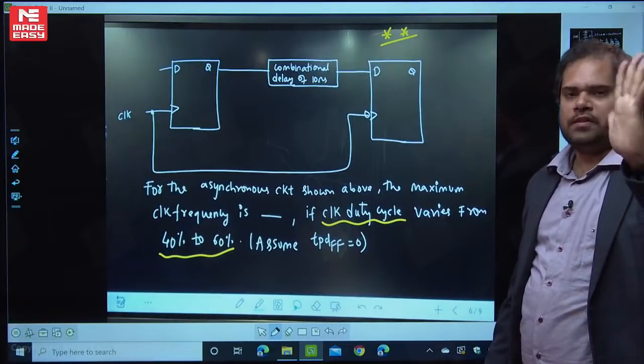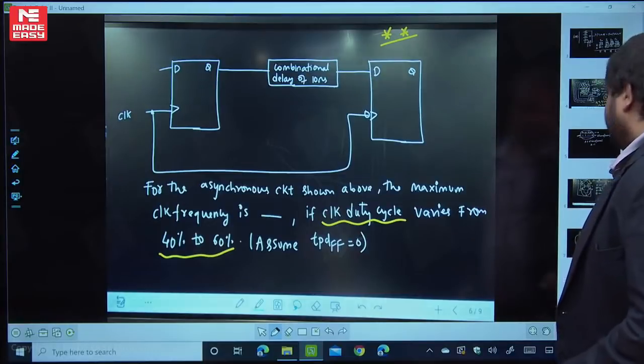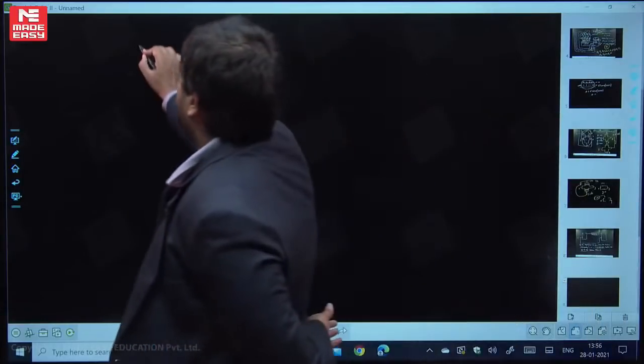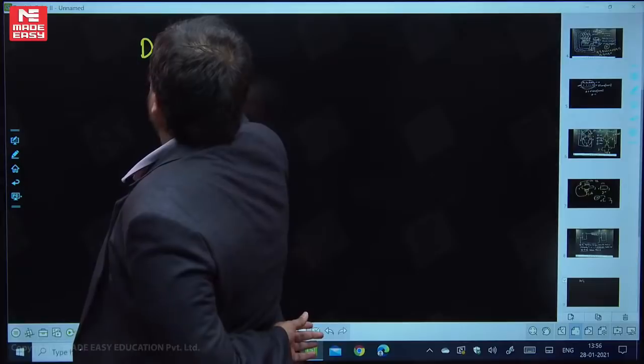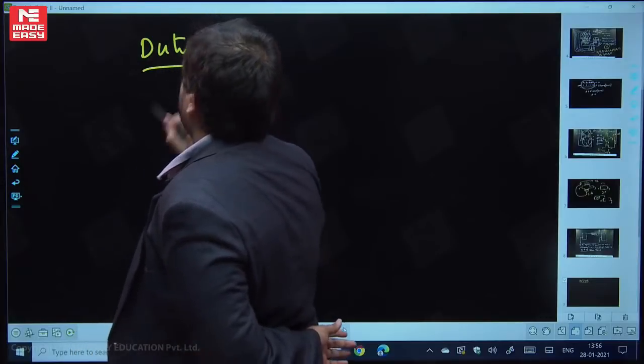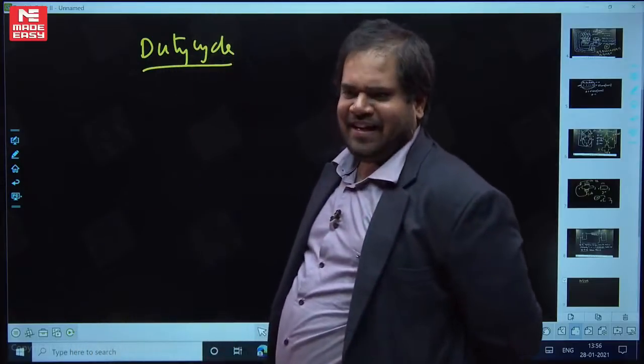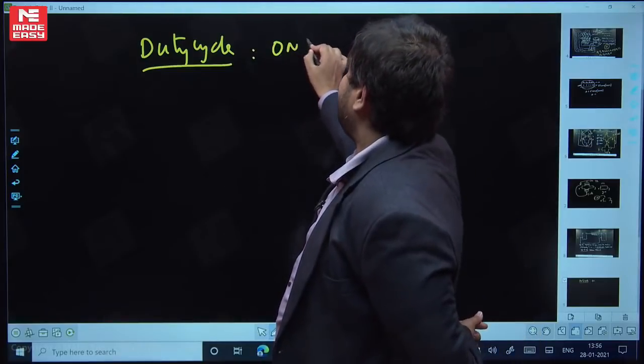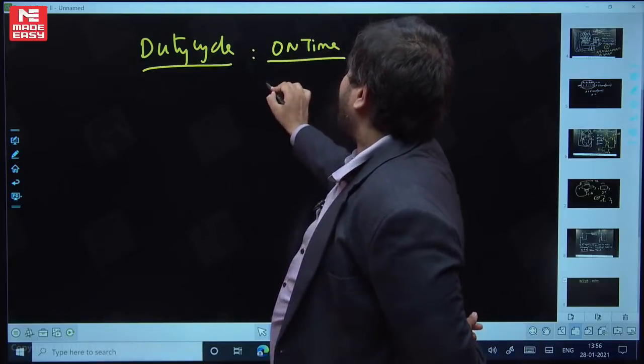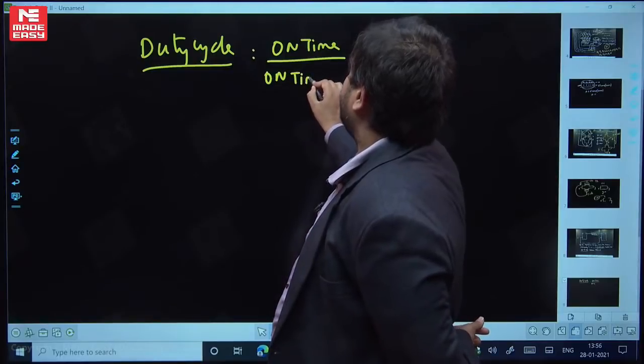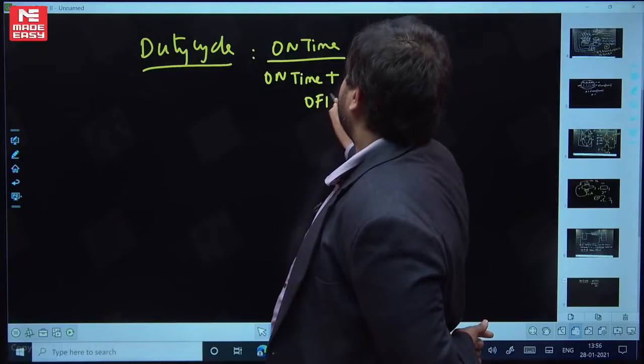Now the question is, what is duty cycle? Let's understand what the duty cycle of the clock is. Duty cycle is defined as on time divided by on time plus off time. That is the basic meaning of duty cycle.